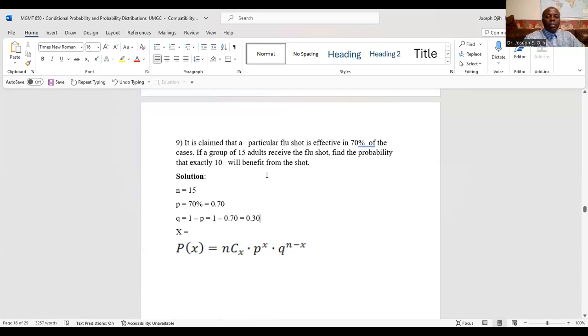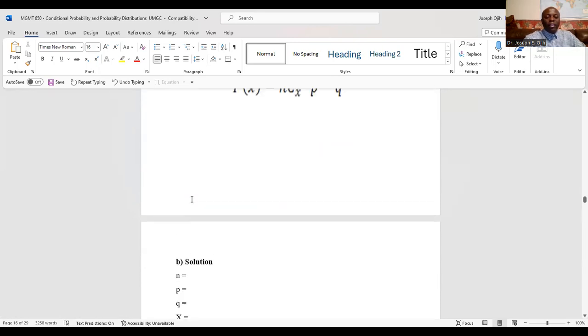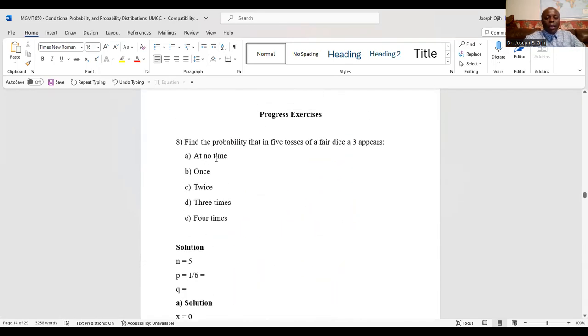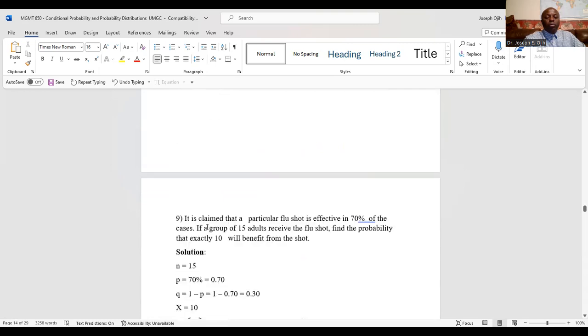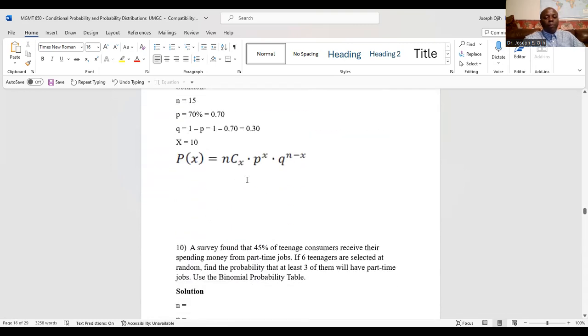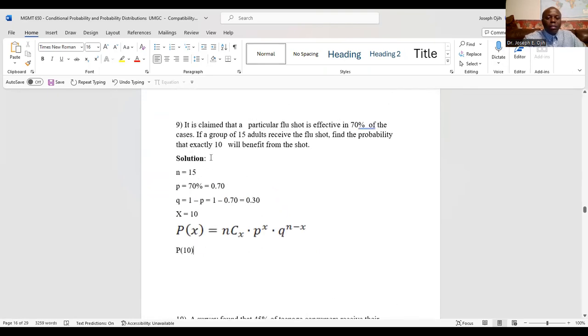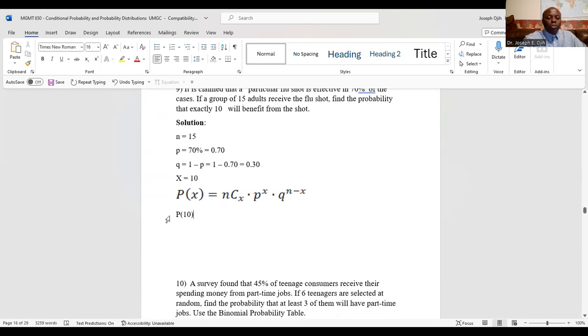So we're looking for the probability that's exactly 10. So our X is 10. See, unlike the previous one, where we have different X's, the X for it appeared once, here X is 1, here X is 2, but here they're asking me for only one X. So if you plug it in here, they're looking at the probability of exactly 10 benefiting from the flu shot.